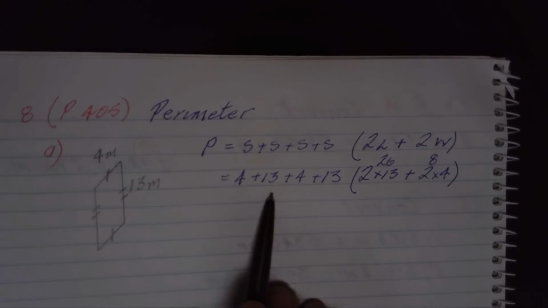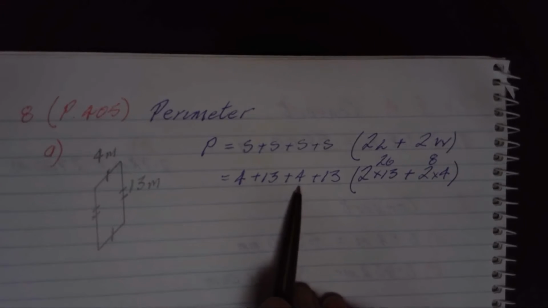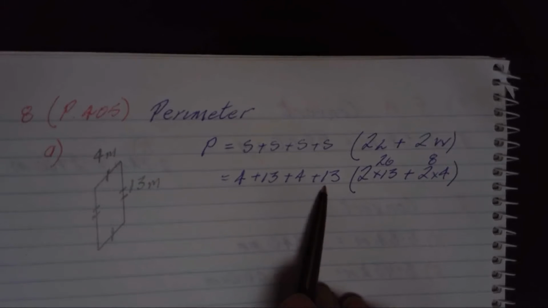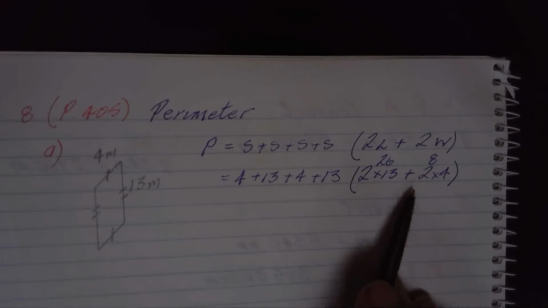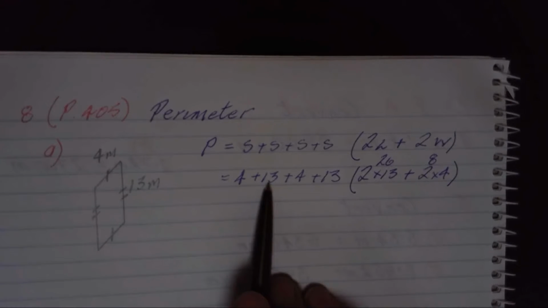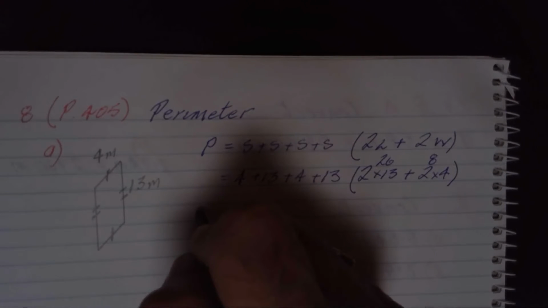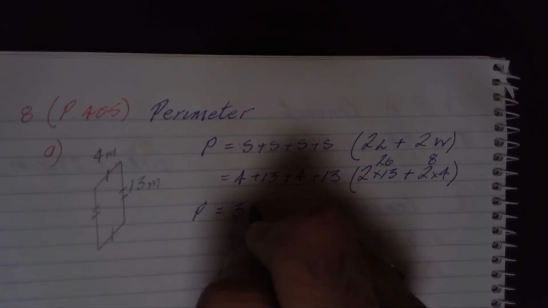4 plus 13, 17, 21. And that is 34, I should say, 34. 26 plus 8 is 34. 4 plus 13, 17. Plus another 17 equals 34. So perimeter equals 34 metres.